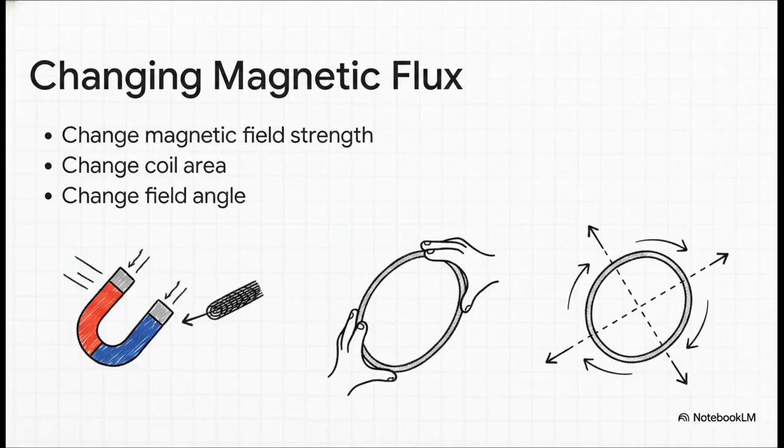And because flux depends on a few different factors, there are actually 3 distinct ways you can change that magnetic flux to induce a current. First off, you can change the magnetic field strength itself, kind of like we did by moving the magnet closer or further away. Second, you can change the area of the coil. So imagine stretching or squishing our soap film loop. And third, you can change the angle of the magnetic field with respect to the loop, like by rotating the coil inside a completely stationary magnetic field. Any of these 3 actions changes the flux, and boom, you have an induced EMF right according to Faraday's law.